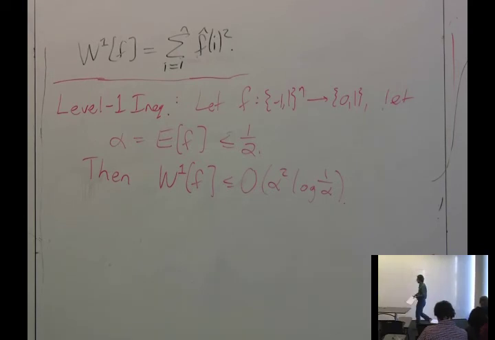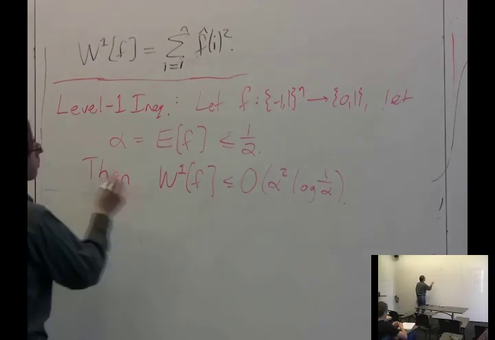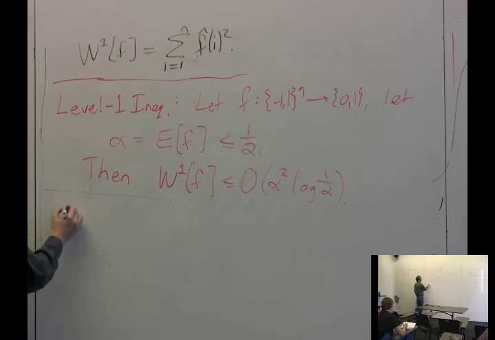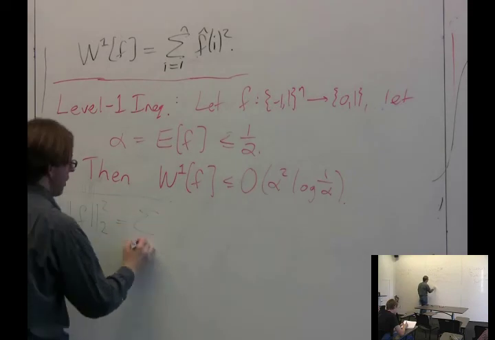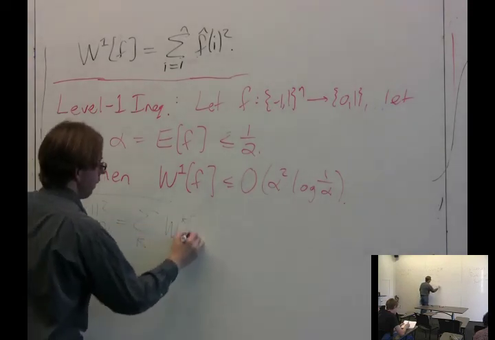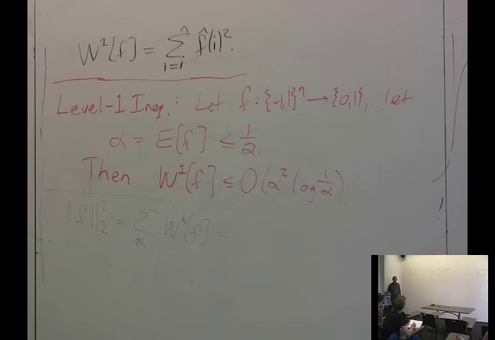And why do I say this is small? Just to make sure we're getting it, what is the total weight of this f, the 2 norm? The sum of all the weights. Can somebody tell me what it is? Yes, alpha.